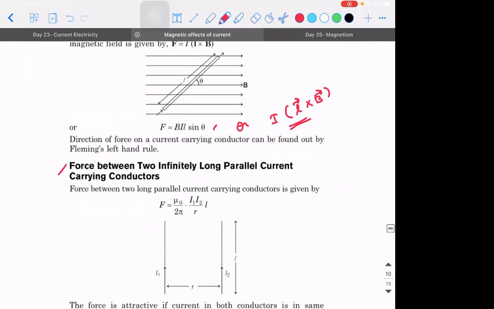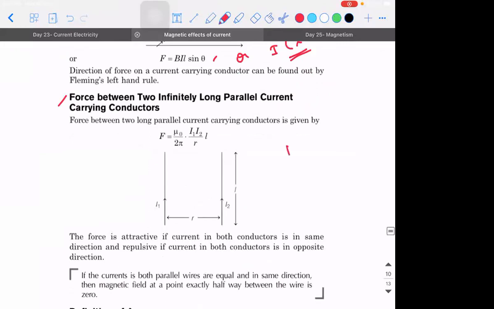Similarly, when you talk about the force between two infinitely long parallel current carrying conductors, you will always calculate the force per unit length. You cannot calculate force. So it is given as mu naught I1 I2 divided by 2 pi into d, where d is the distance of separation between those parallel pairs. So one concept to be kept in your mind is, if the current in both the parallel wires are flowing in the same direction, they tend to attract.